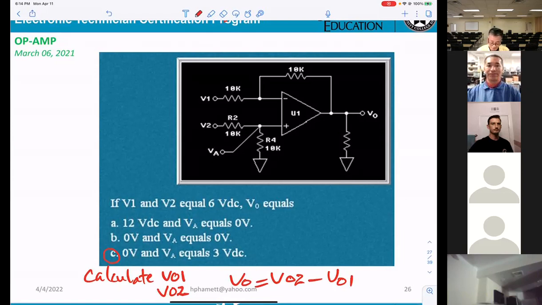How can I tell you? First thing, they said 12 volts and VA 0. VA cannot be 0, right? VA is a voltage divider between 6 volts here. 10K, 10K, you get 3 volts. I know for sure VA equals 3. So that cannot be done. That cannot be. So the answer has to be C.